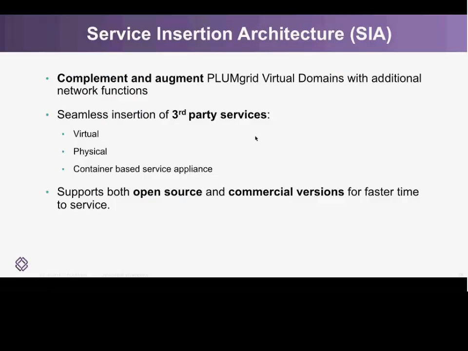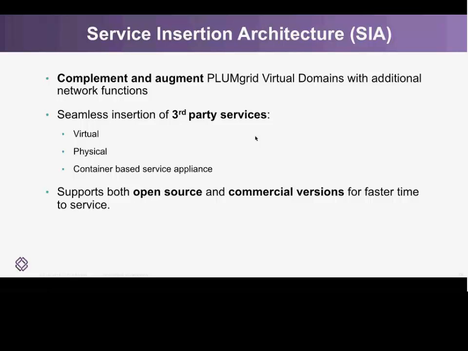So two more that we want to cover. First, service insertion architecture. Some of you are familiar with this. Service insertion architecture is the ability to add additional network functions to a PLUMgrid virtual domain, thus complementing and augmenting the functionality that a customer can get through the virtual domain itself. We have the ability to insert third-party services, and those third-party services can be in three separate form factors. Those are the three service insertion architecture modes, as we like to describe them.